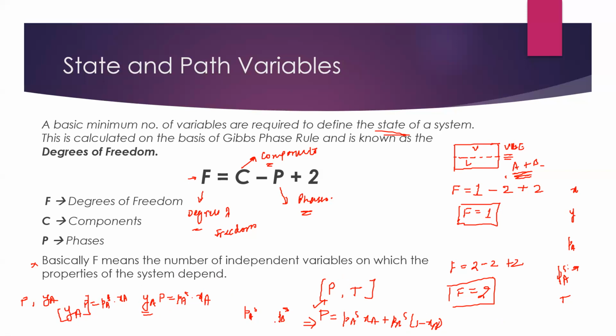So far, you have not learned a lot of things, so I'll not give you too much information. Basically, the phase rule gives you information about degrees of freedom. Degrees of freedom is the minimum number of variables that are required to define the state of a system. If you don't have this minimum number of variables, then you'll not be able to define the state of the system. And this is how the degrees of freedom are calculated.